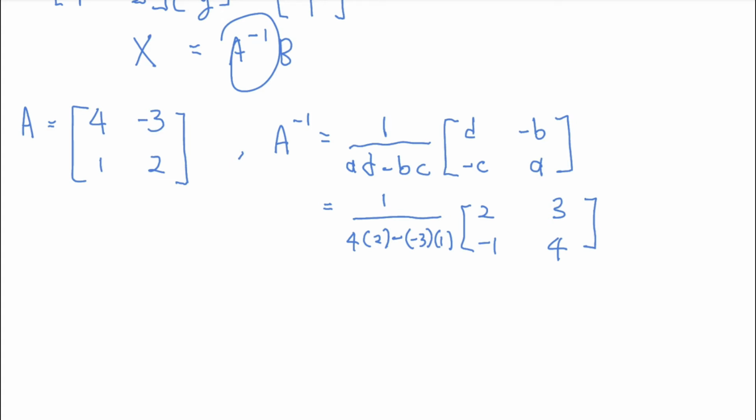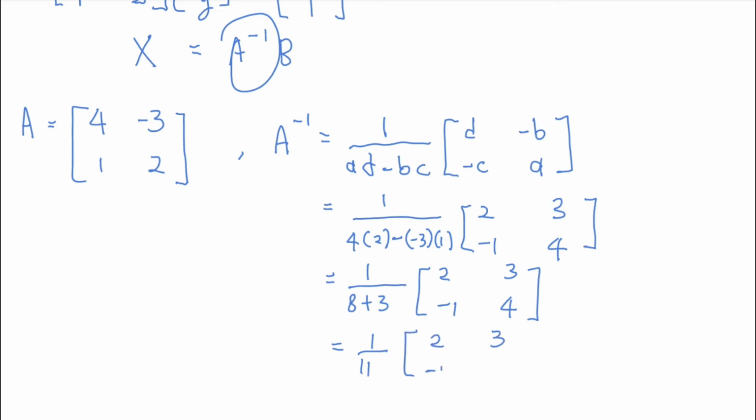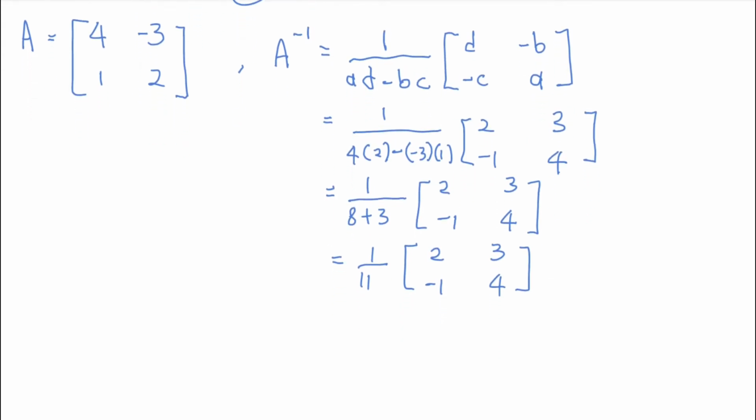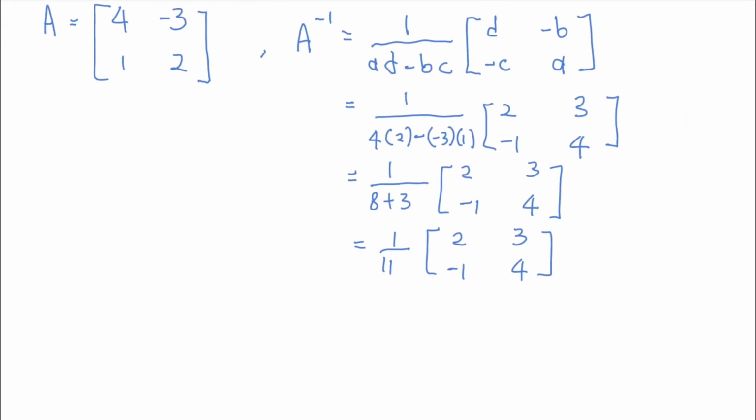Okay, now we proceed to solve the calculation. So here you will get 1 over 8 plus 3, which is 1 over 11, with 2, 3, negative 1 and 4. Then lastly, don't forget to multiply all the elements in the matrix with the 1 over determinant.